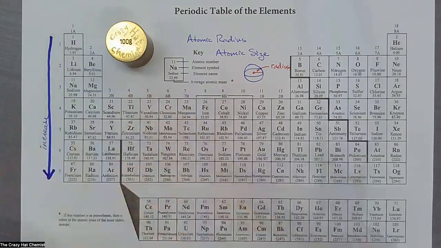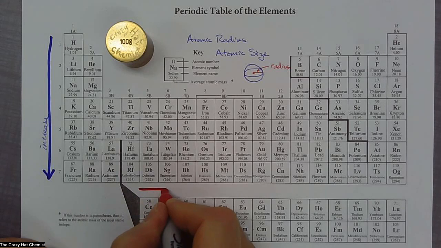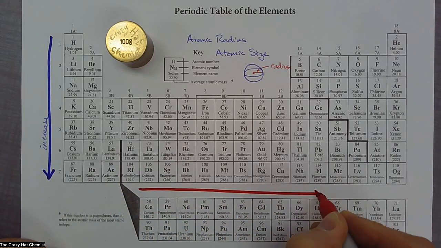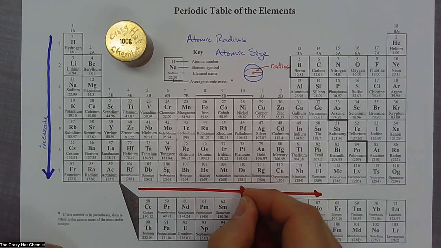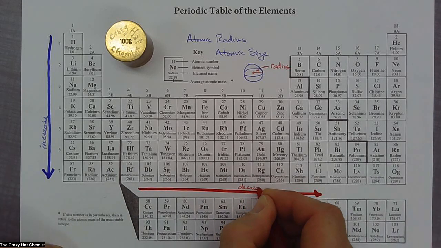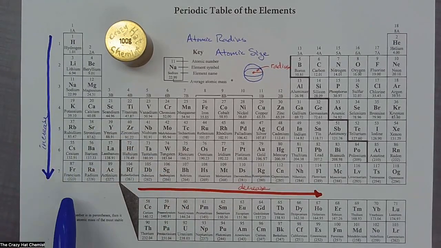So that's an increase in radius as you go down a group. And then as we move across a period to the right, there is a decrease in size. Now, all textbooks give these two answers here: an increase as you go down a group and a decrease as you go to the right within a period.